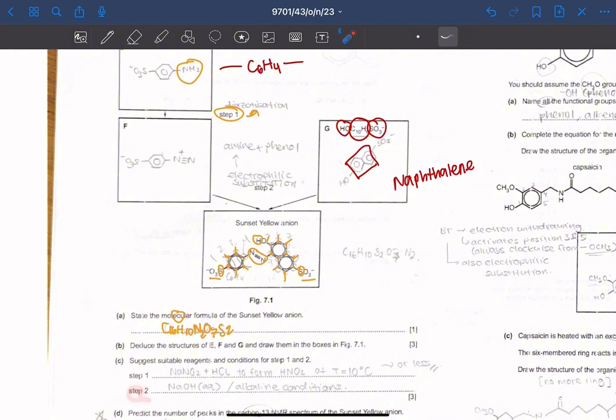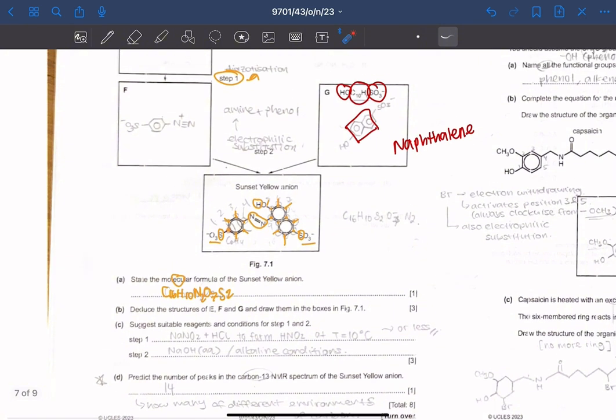And step 2 is actually electrophilic substitution, because it involves an amine plus a phenol. So it requires the reagents and conditions NaOH aqueous, or alkaline conditions required.